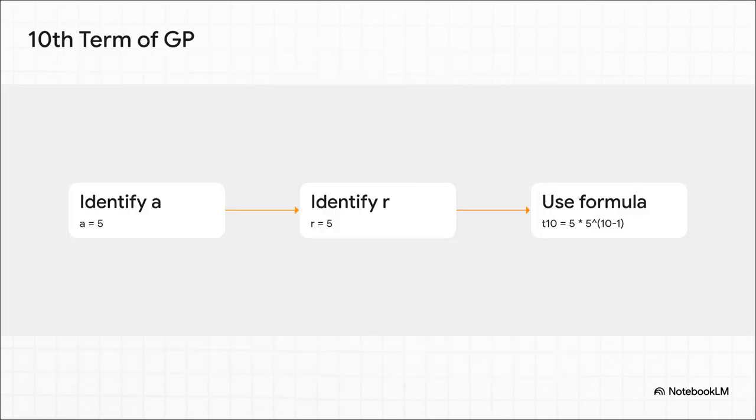Let's apply our brand new formula to this sequence, 5, 25, 125. We carefully identify our starting point A as 5. To get from 5 to 25, we multiply by 5. So our common ratio R is also 5. Plugging this into our formula for the 10th term, we get 5 multiplied by 5 to the power of 9. That's a massive number, so I'll let you calculate that one on your own.